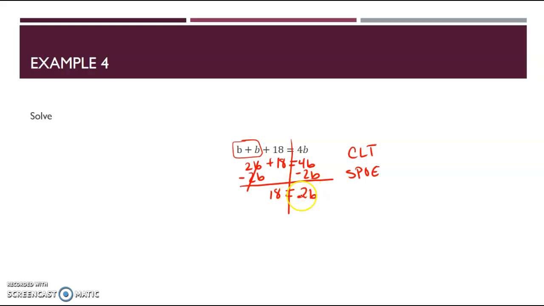From here, I want to get b by itself, so I'm going to divide both sides by 2, so that this divides to 1. And so that'll be the division property of equality. And then 18 divided by 2 is 9 equals b. And again, you can plug it in and double check to make sure that your answer is correct.